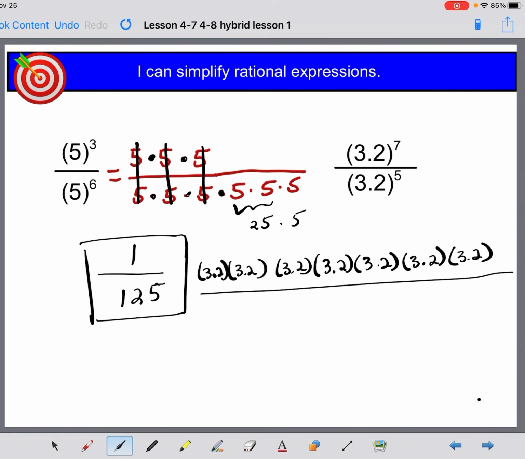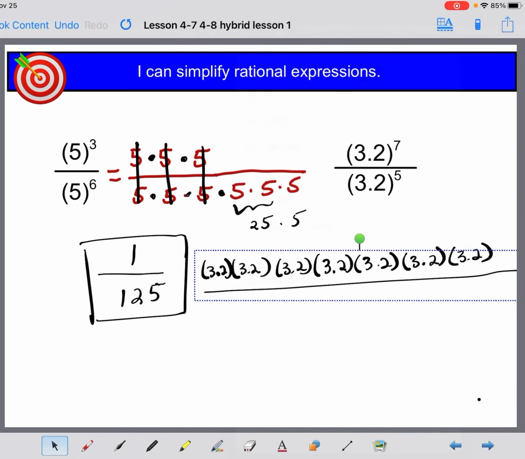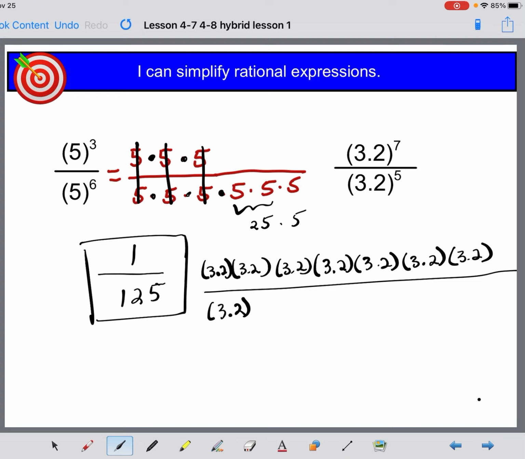There we go. And then I've got 3 2/10 written 5 times. Now, what do you suppose happens if you have 3 2/10 divided by 3 2/10? It cancels out, doesn't it? It equals 1. And then another one cancels out and equals 1, and another one, and another one.